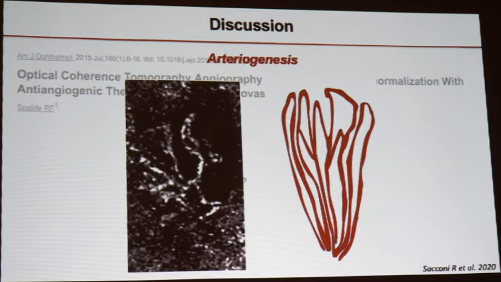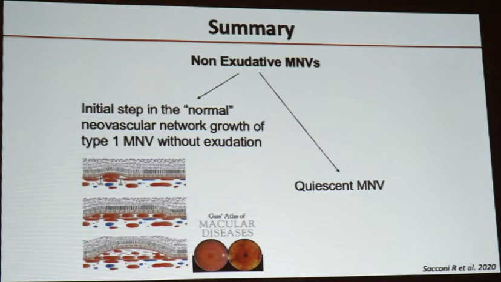For this reason, we have tried to identify 2 different groups in non-exudative macular neovascularization. The quiescent group is characterized by macular neovascularization with no exudation for a very long period, in which there is the arteriogenesis we have seen before. And on the other hand, a group of macular neovascularization characterized by a very high rate of capillaries, which is also characterized by exudation in a few months, and probably this is only the initial step in the normal neovascular network growth of type 1 macular neovascularization.